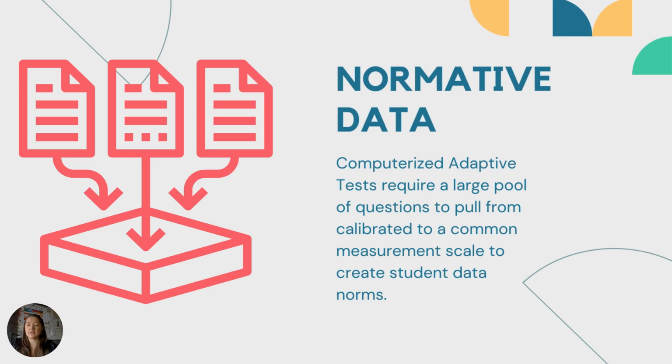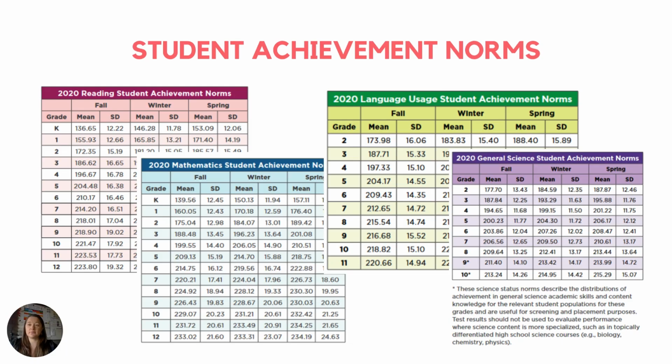Normative data ensures the accuracy of RIT scores by calibrating computerized adaptive tests using assessment data from over 11 million students nationwide. Because CATs require a large pool of questions to pull from to calibrate that common measurement scale that we rely on, NWEA's MAP growth test results have built a reputation in education that is based on trust.